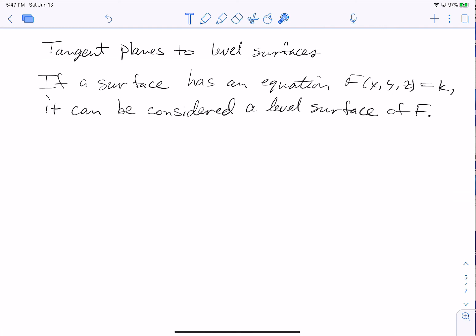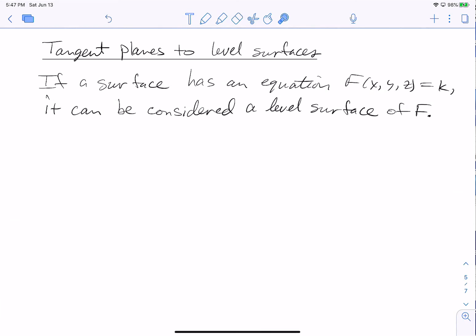We're going to turn our attention to tangent planes and the concept of level surfaces. If a surface has an equation f of x, y, z equals k, a constant, then it can be considered a level surface of f. When we talk about a level surface, that may bring to mind a level curve in R2, and that's exactly what this is like, except it's the 3D analog.